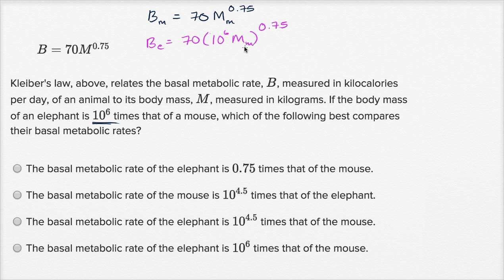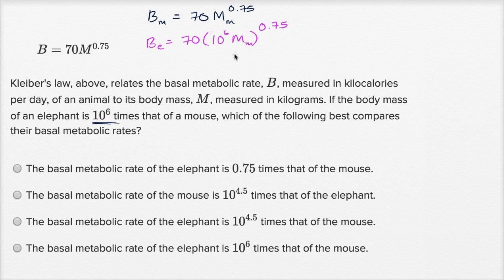Once again, I don't want this notation to confuse you. Since I'm referring to B for a mouse and B for an elephant, I'm using these subscripts to differentiate. This is the basal metabolic rate for a mouse. This is the basal metabolic rate for an elephant. This is the body mass of a mouse. This is the body mass of an elephant, which is 10 to the sixth times that of a mouse. We know that the mass of the elephant is 10 to the sixth times that of a mouse.